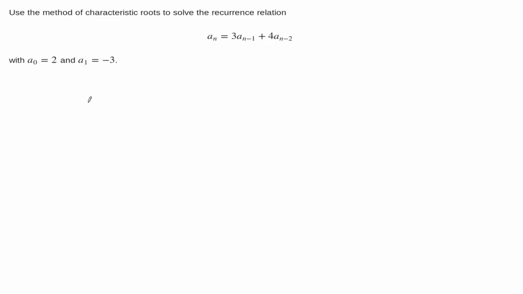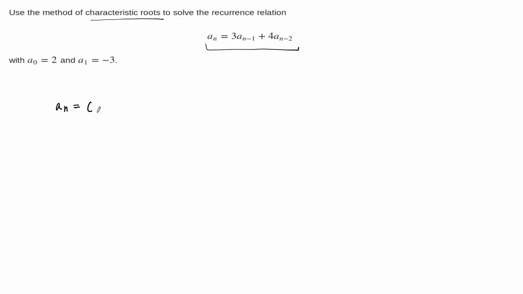In this example, we're going to use the method of characteristic roots to solve this recurrence relation given to us right here. And we're given some initial conditions. Let's just start with the recurrence relation now. So recall that if we're given a recurrence relation, let me write it in more general form.